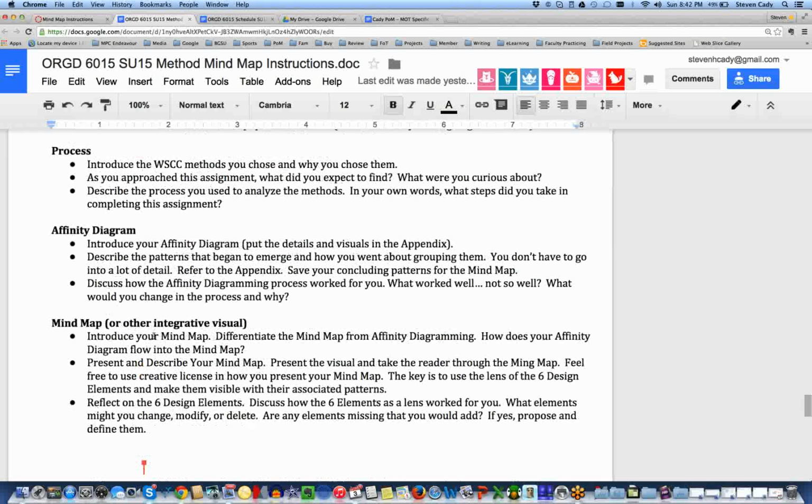I've seen people use literally mind maps. I've seen people use metaphors of sailing across the ocean. I've seen people use other creative ways that they want to demonstrate the patterns within the 6 design elements. And you want to say a little bit here about where you are with this and what your thinking is.